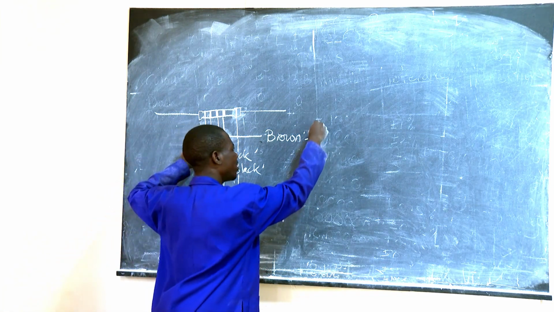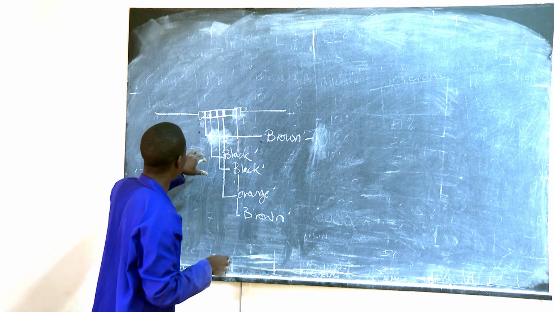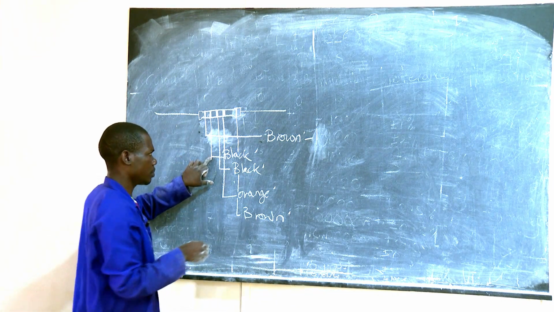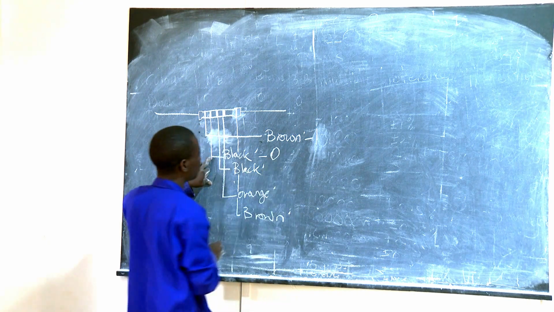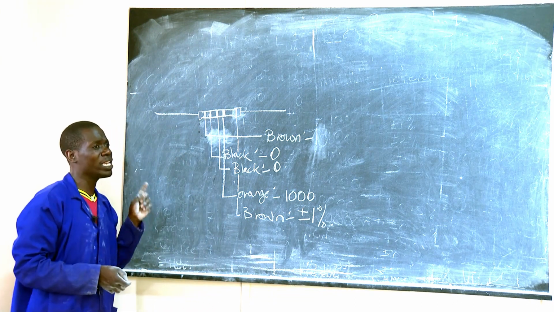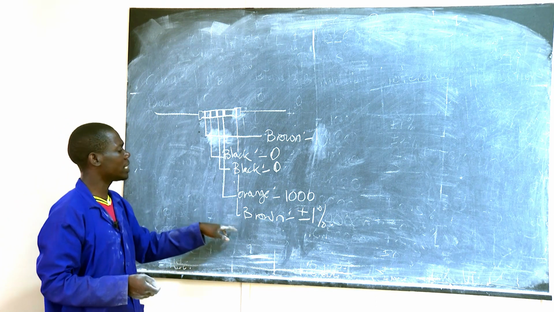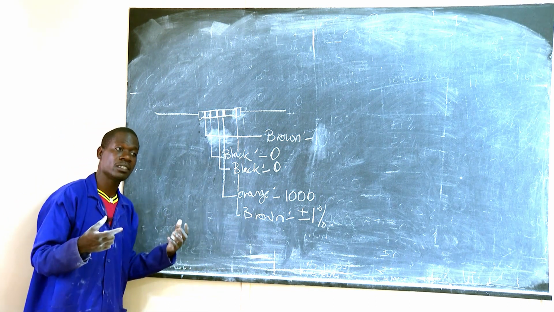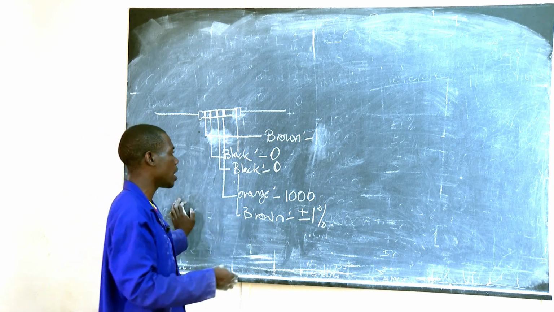Brown is 1. Then in the second band, black is having what? Black is having 0. That's 1%. But remember it very well, I told you from the beginning, the other side, that you need to understand that tolerance is in percentage. So let's go direct to how to determine these colors very well.